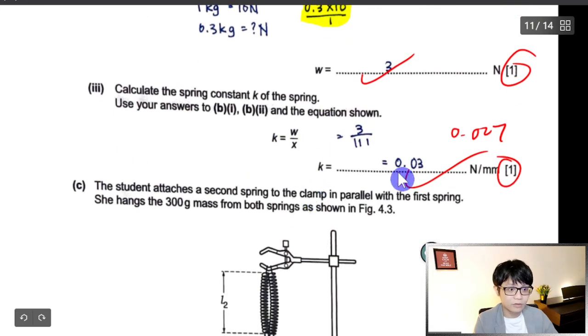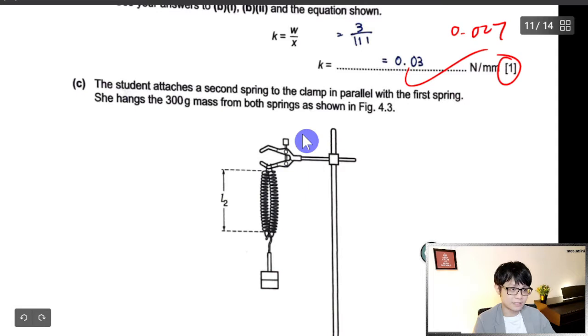Calculate the spring constant k using the formula F equals kx. You do it. The constant is 0.03. The marking says 0.057. There's a minor change due to the exam paper scale.